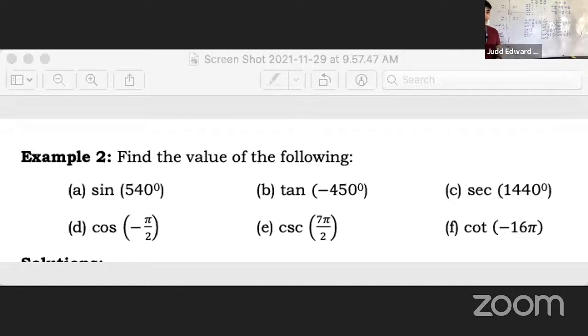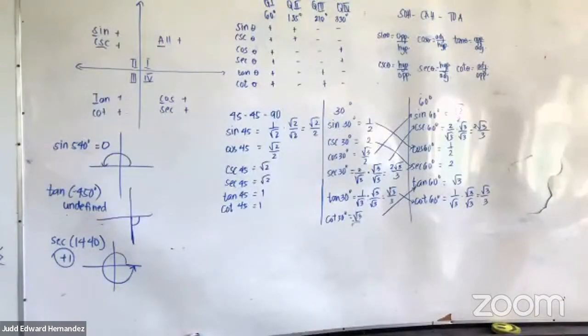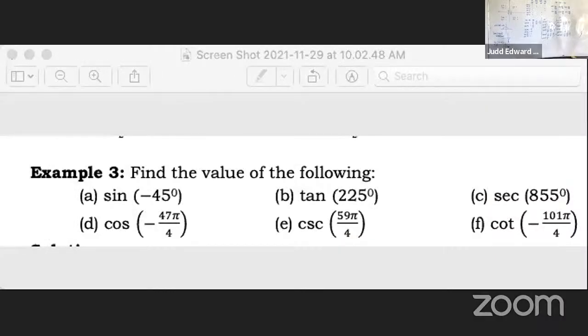And in letter D, hayaan ko na kayo magsagot, yung D to F. Let's move on with the other example. Stop ko lang. I'll share another. Nakikita na po ba yung nakashare?